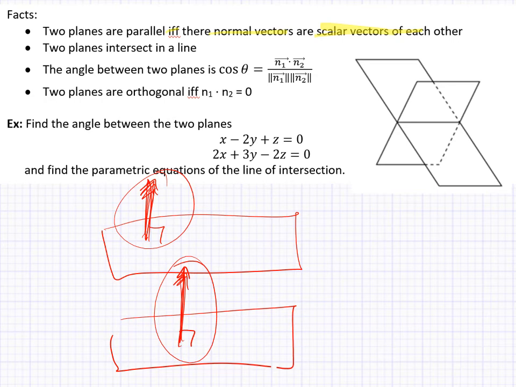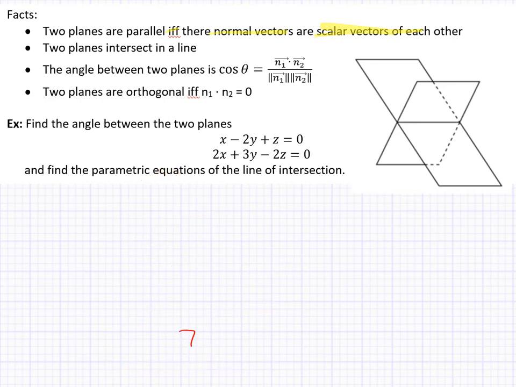So that's important. If two planes are not parallel to each other, then they would have to intersect. And the idea here is that if you look at these two planes, they would intersect at this line right here. So two planes intersect in a line. That would be the intersection of two planes.